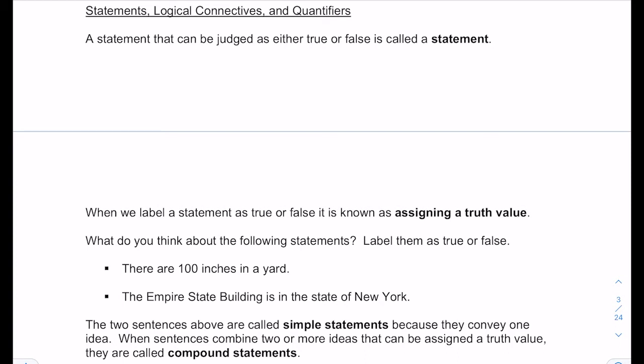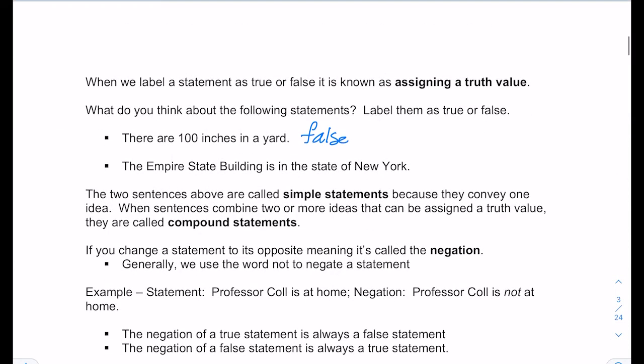There are 100 inches in a yard. This is a false statement. There's actually 36 inches in a yard. The Empire State Building is in the state of New York. That is true. In fact, New York is known as the Empire State.